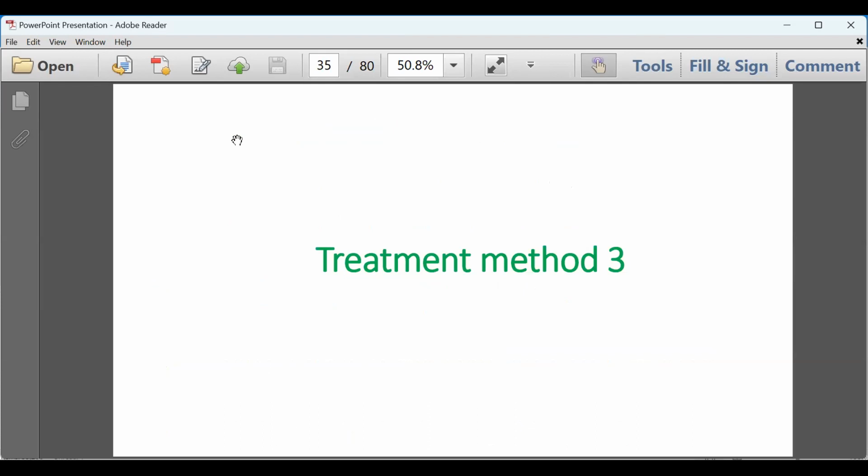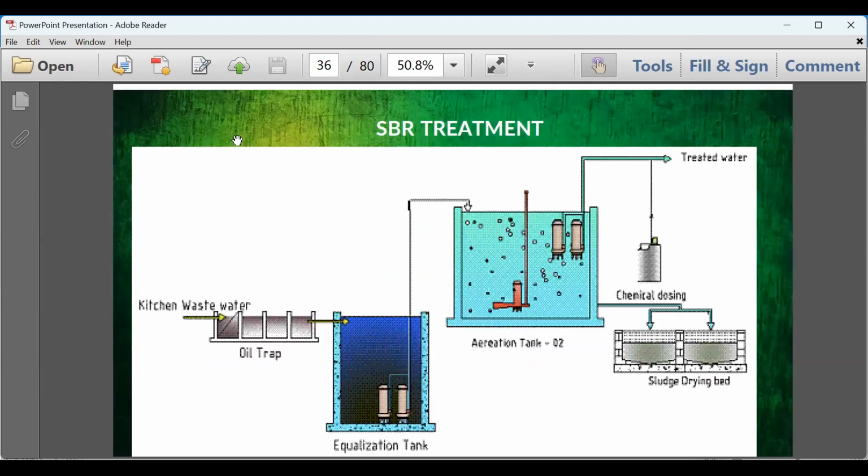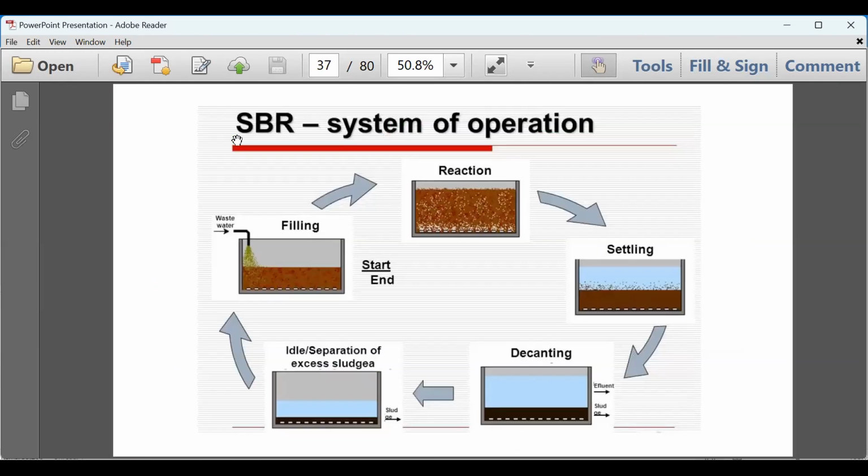Now move to treatment method three. SBR treatment, sequencing batch reactor. You can see no anaerobic, no secondary clarifier. Entire process takes place in one reactor tank. A typical cycle of SBR consists of five sequences. First one, feed the raw water to reactor tank. Then start the aeration for pre-programmed time period. Stop the aeration and settle out the suspended solids. At fourth stage, decanting the treated water. And finally, idling for extracting excess sludge.